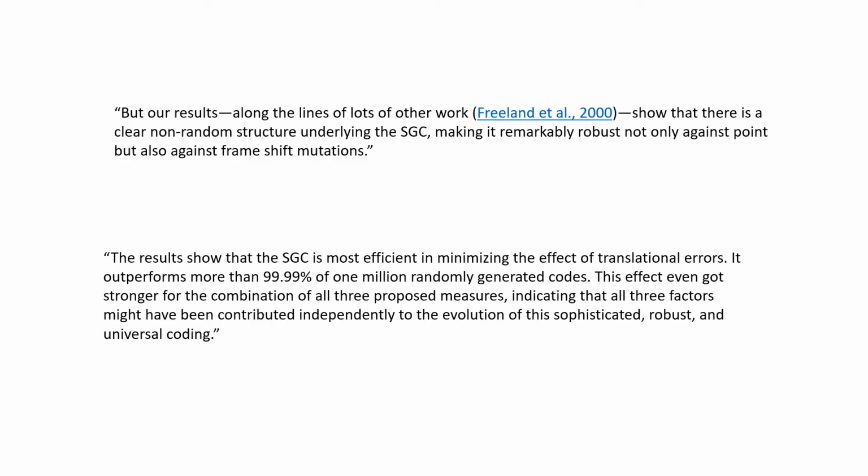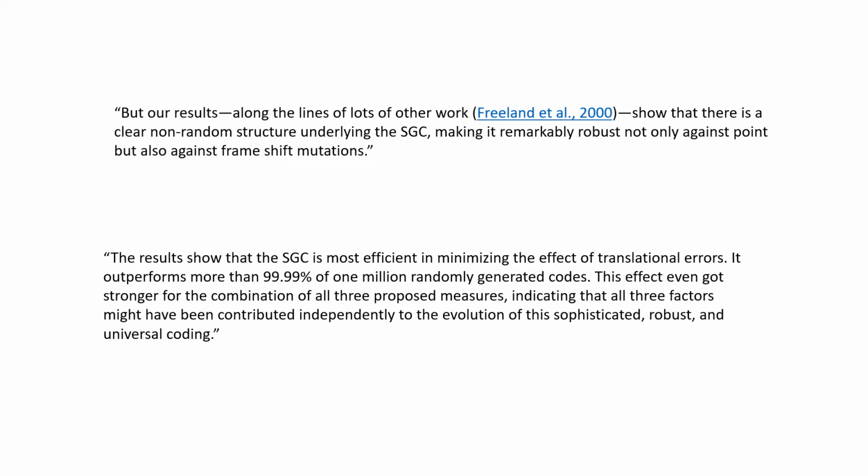And the authors summarize these results here, and let us go over them together. And once again, I hope you're not put off by this level of detail. If we want to do science and we want to understand how special things are, we have to dig deep. And so they say, but our results along the lines of lots of other work, like Freeland, we've already looked at the paper by Freeland and Hurst, show that there's a clear non-random structure underlying the standard genetic code, the SGC, making it remarkably robust not only against point, but also against frameshift mutations.